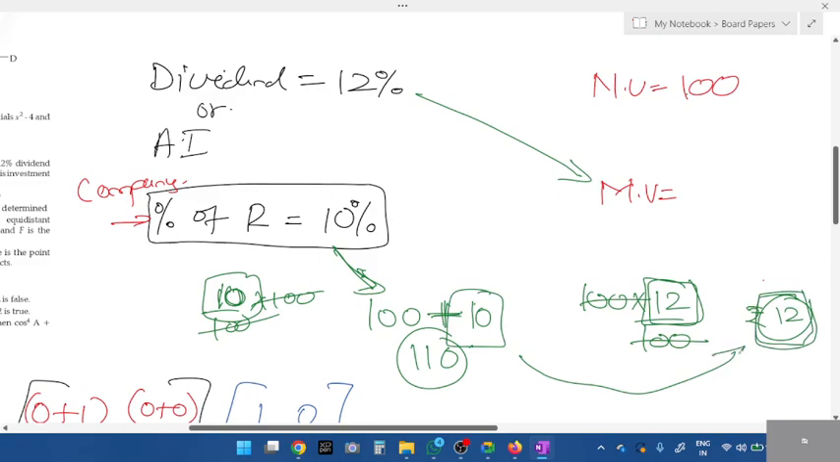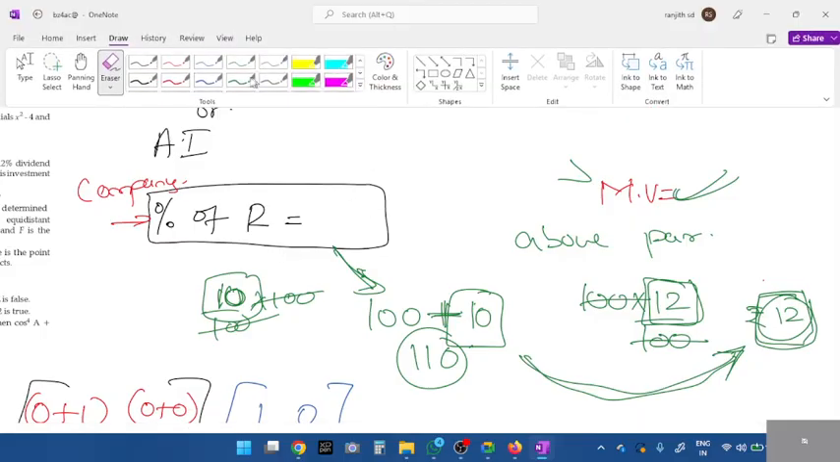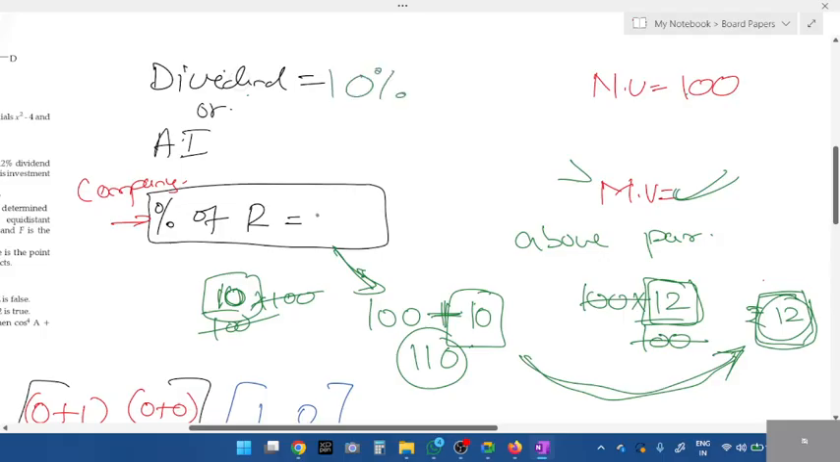Is it lesser or greater? Market value is lesser or greater, students? It is greater. So whenever dividend is greater than rate of return, our market value also will be greater than nominal value, above par. So this year they can change the value. They can give 10% here and 12% this side. If you memorize the question, you will end up writing above par, wrong answer.